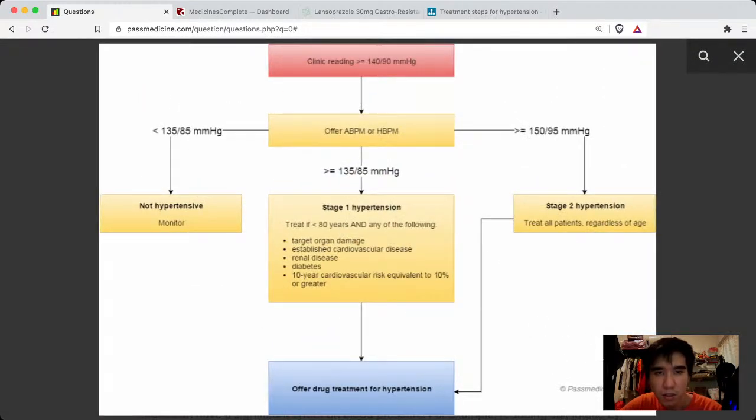Clinic reading, you're going to diagnose with ABPM or HBPM. Less than 135/85, not hypertensive. More than 135/85 is stage 1 hypertension. Treat if less than 80 years and any of the following: target organ damage, established cardiovascular disease, renal disease, diabetes, or 10-year cardiovascular risk equivalent to 10% or greater. Stage 2, you're definitely going to treat regardless of age and offer drug treatment.